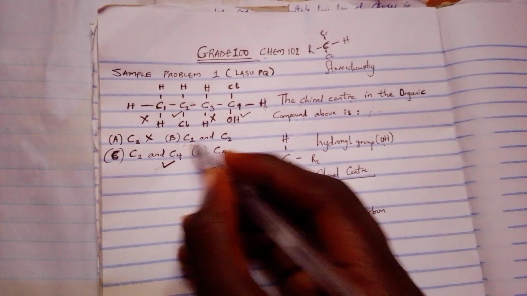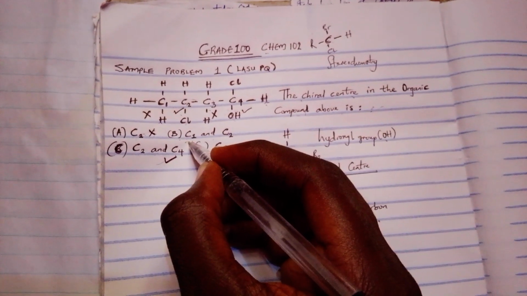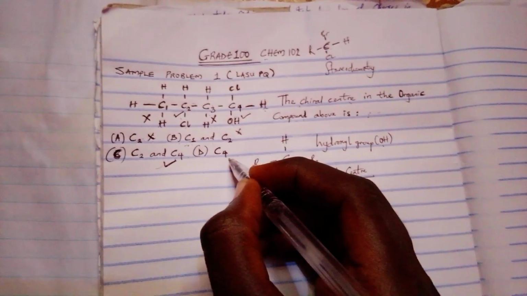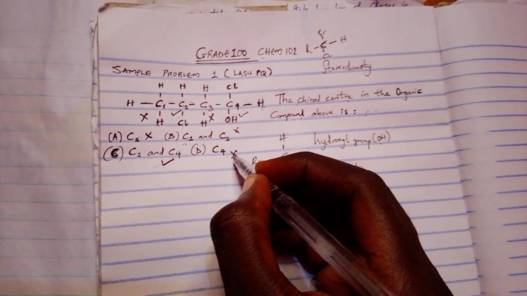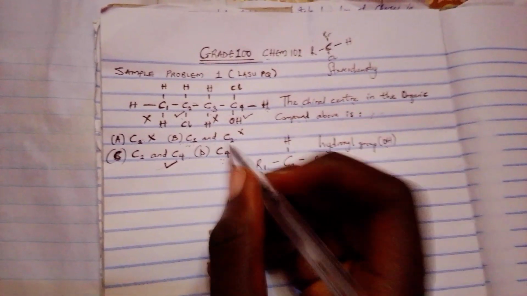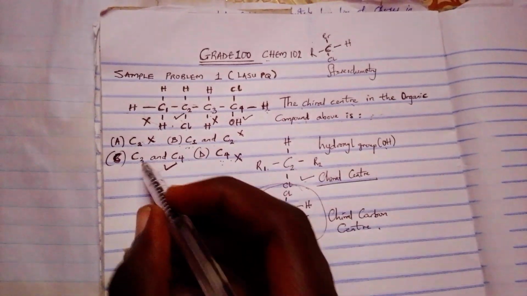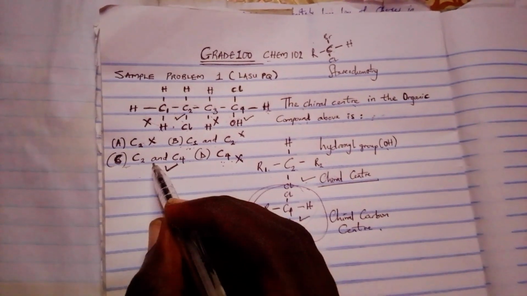Now, carbon 1 and carbon 2: carbon 1 is not a chiral center, making this option incorrect. Now D, carbon 4: this is also not the correct answer because carbon 4 is not the only chiral center we have here. So that makes option C the correct answer.